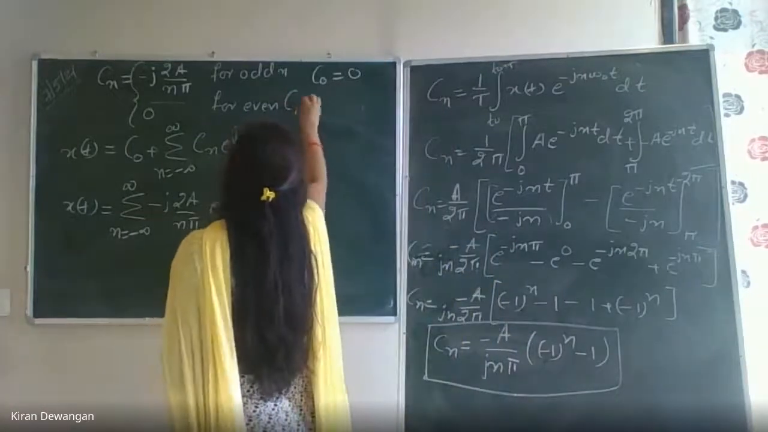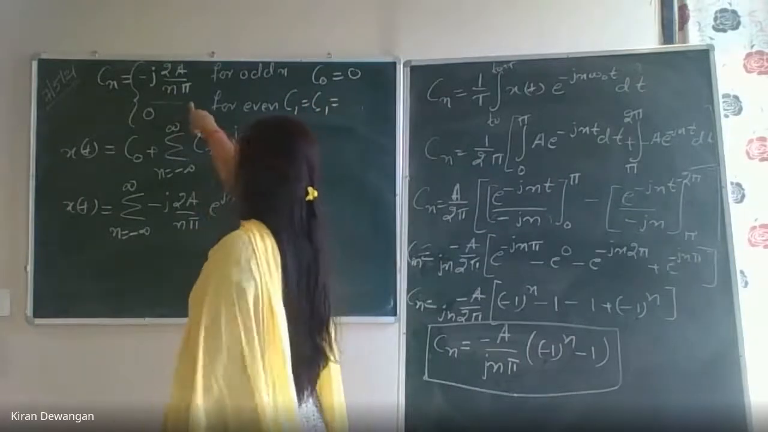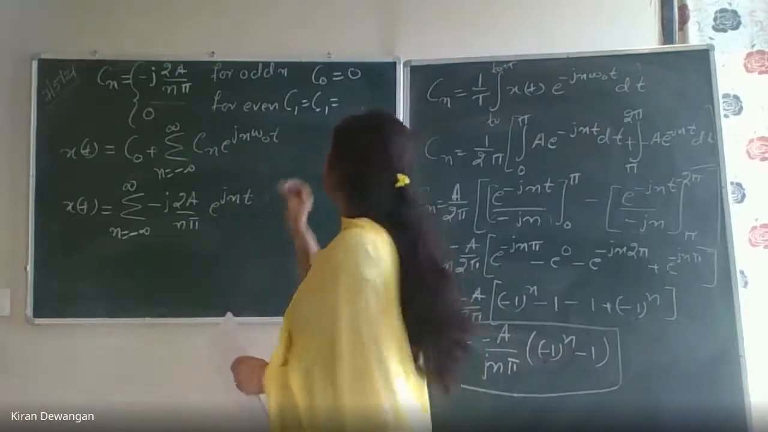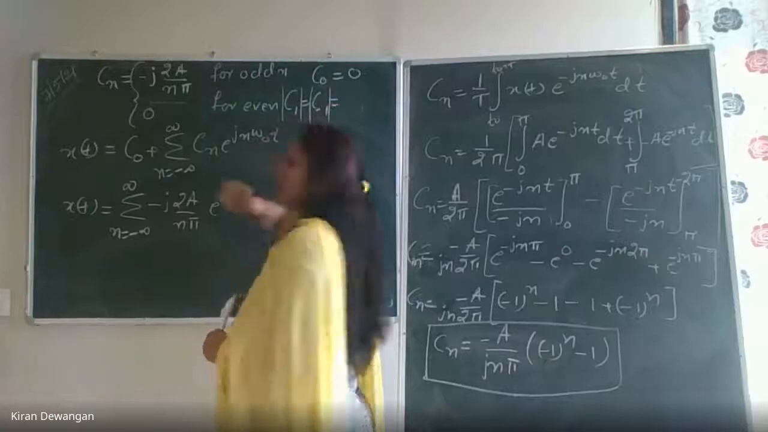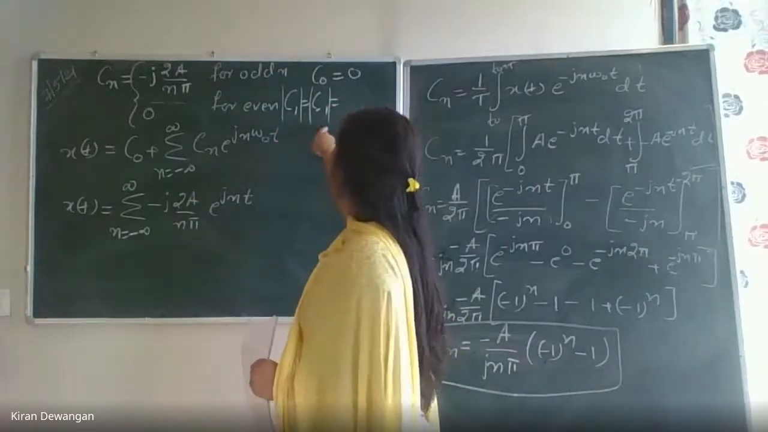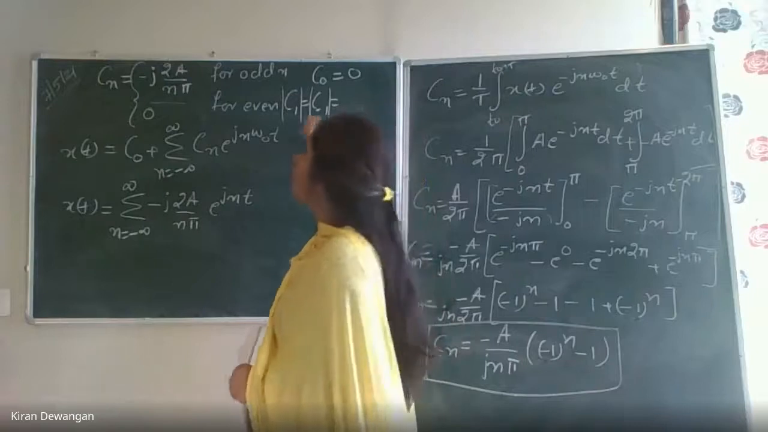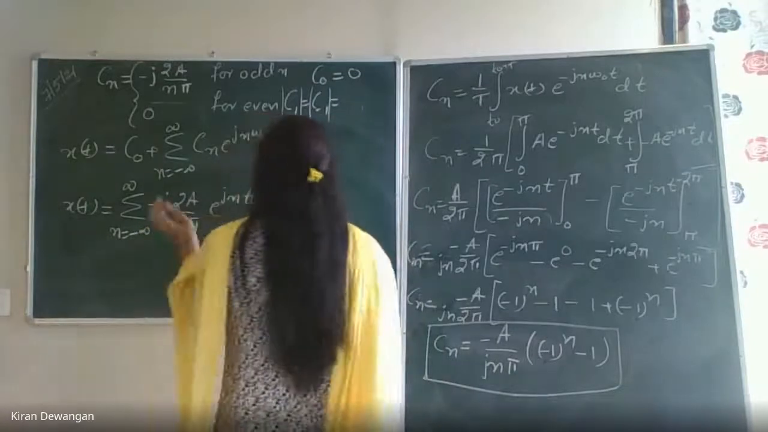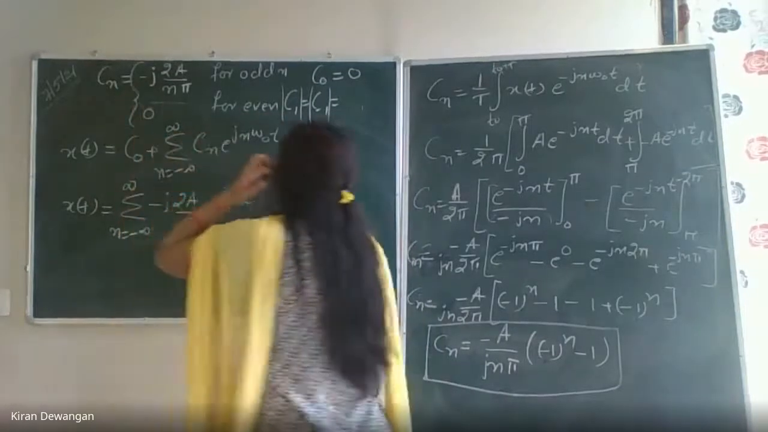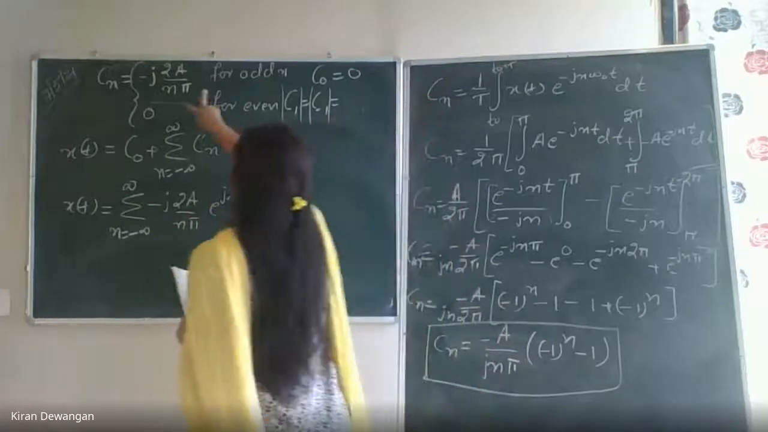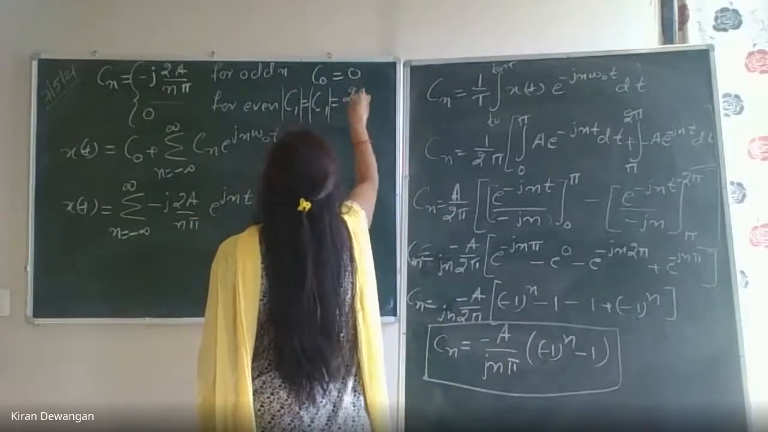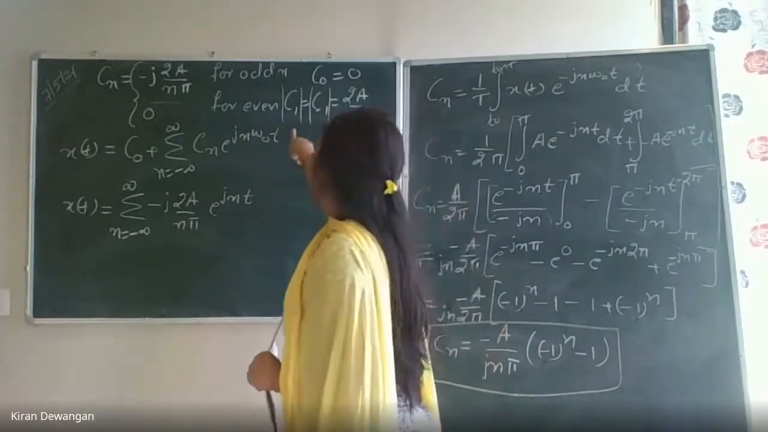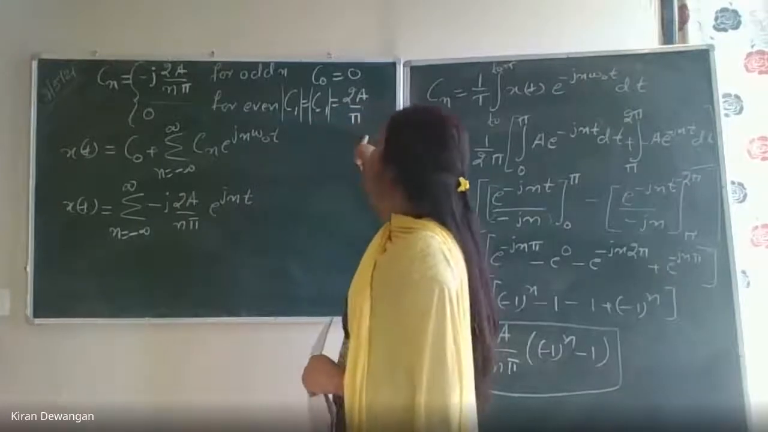Let us calculate C of 1 or C of -1. If I am taking it as 1, what is it? We have to take the magnitude of C of 1 and C of -1 for the amplitude plot. If I take n as 1, it will be minus j 2a by pi. Since it is an amplitude, the minus j will not remain. It will be just 2a by pi. We have to take the amplitude only. It will be C of 1 and C of -1, 2a by pi.